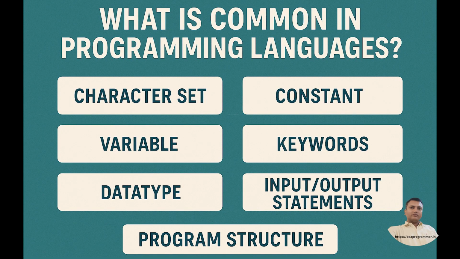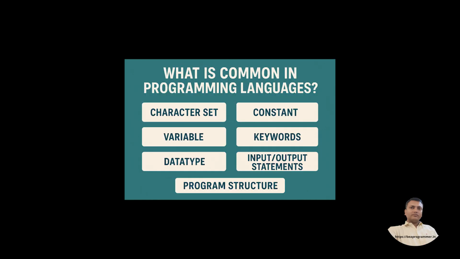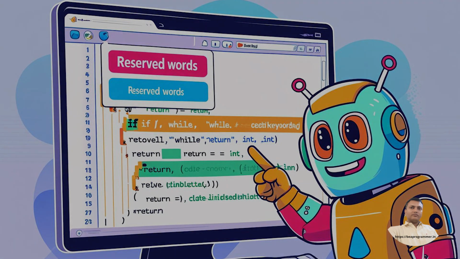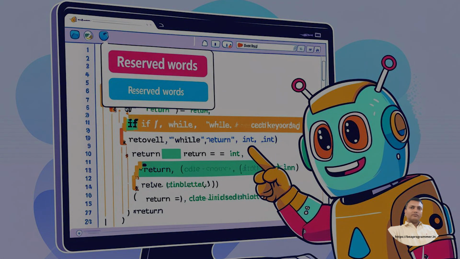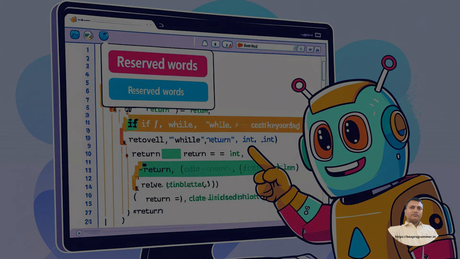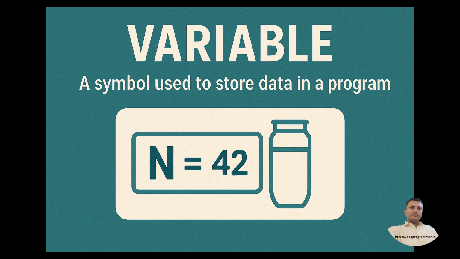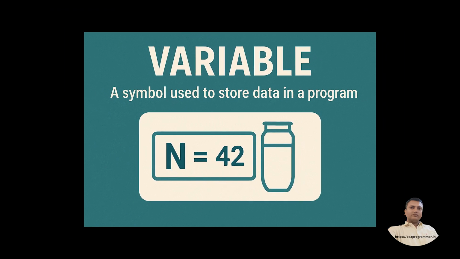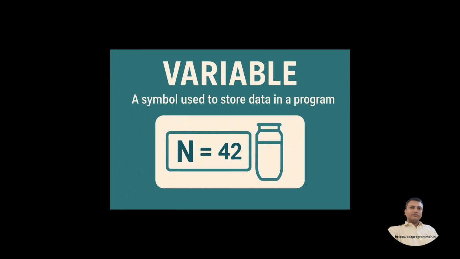These are the letters, digits, and symbols used to write code, like A-Z, a-z, 0-9, and special symbols like @, #, $, and &. Next, we have variables. A variable is a name that stores data and can change during program execution.